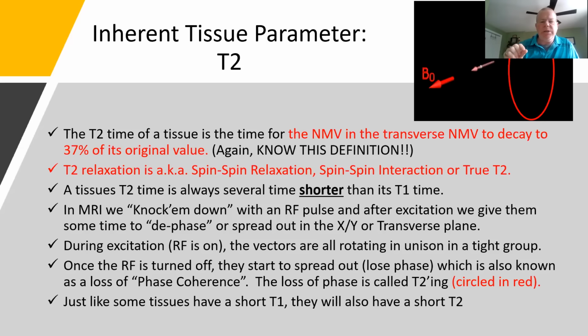So a tissue's T2 time, just so you know, is always shorter than its T1 time, always. Okay, so again, we knock them down with an RF, we let them dephase, they spread out. That's what happens. That big, large red circle, after we hit them with an RF, they decay. It spreads out in the transverse plane and then eventually goes back to B0. So T1 and T2 relaxation happen simultaneously, but they are independent of each other, okay?